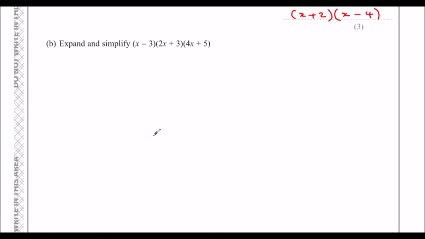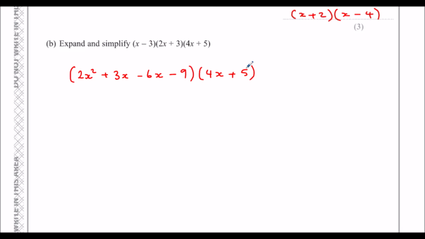Part B, expand and simplify. So we're expanding the triple brackets. We are going to leave one bracket at first and expand the other two. So let's leave the last one and expand the first two. x times 2x is 2x squared. X times 3 is 3x. Negative 3 times 2x is negative 6x. And negative 3 times positive 3 is negative 9. And I'm leaving the second bracket as it is.